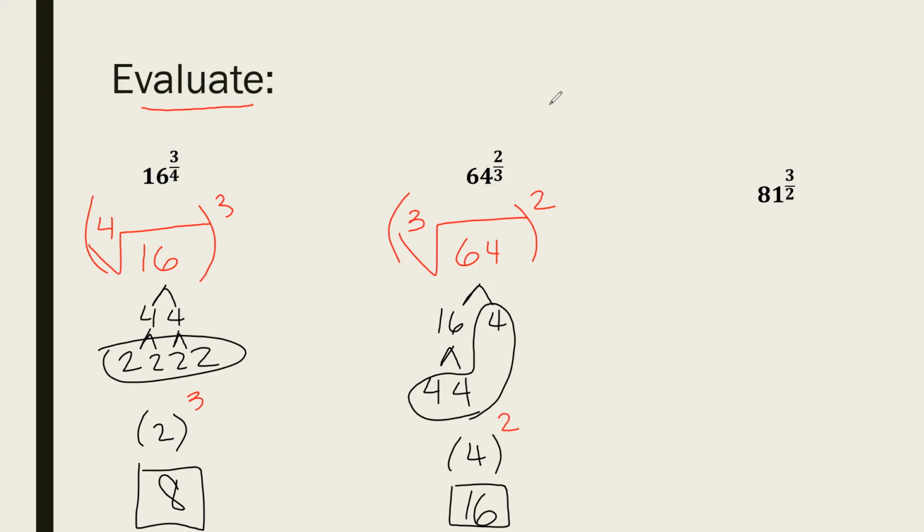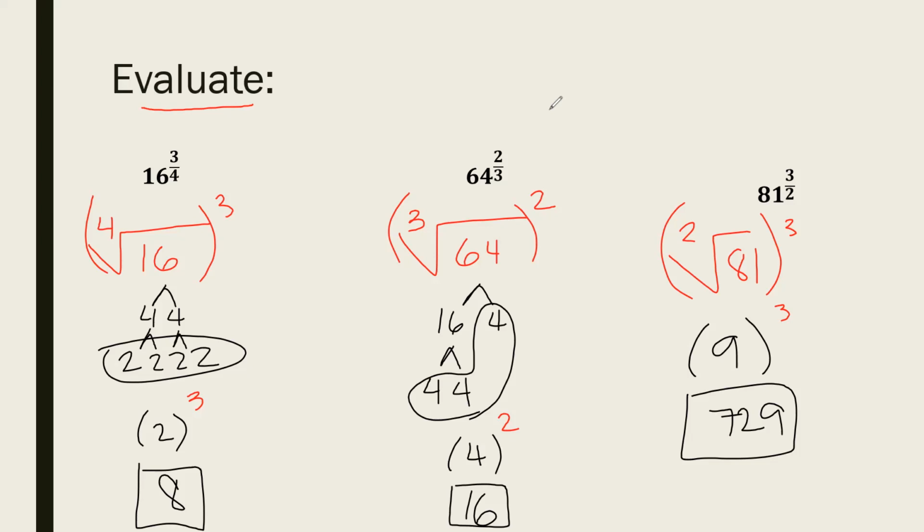I want you to try 81 to the 3/2. Let's see if you get the correct result. Did you get 729? Let's see. 81 to the 3/2 is going to convert to the square root of 81 raised to the 3rd power. And 81, that's 9 times 9. So we're going to have 9 to the 3rd power. 9 times 9 times 9 is 729. Now that we have this skill, we're ready to talk about one more thing before we get into solving.